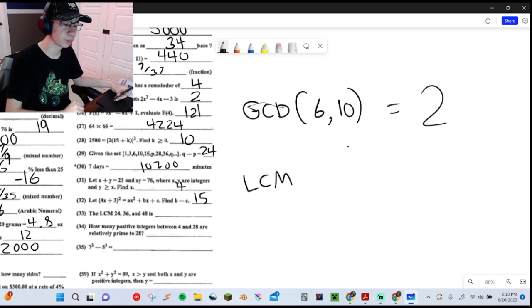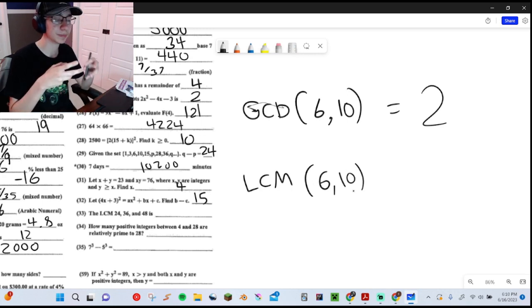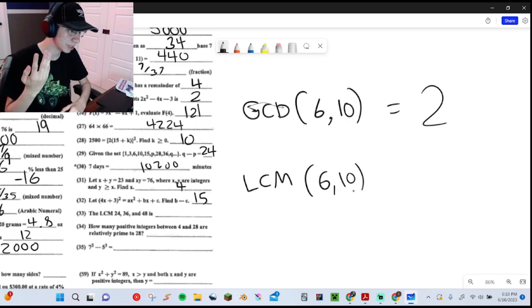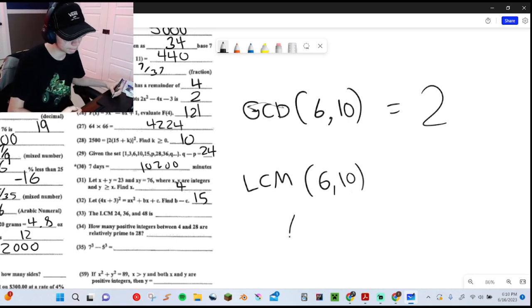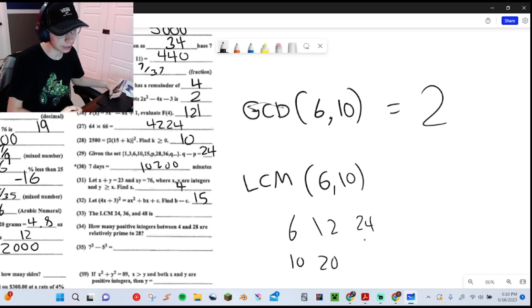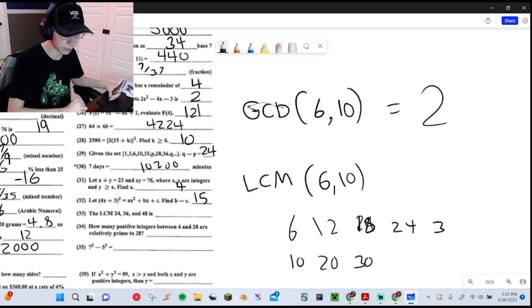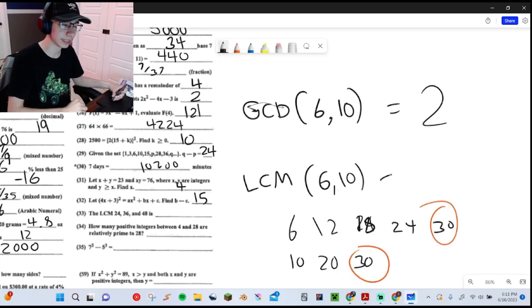So this is 2. Let's say I want the LCM of these same two numbers. What would that mean? I want to find the smallest number that is both a multiple of 6 and 10. I could list out multiples of these and wait till I see an overlap. This would be 18 actually, 24, 30. And boom, right there, 30 is the least common multiple.